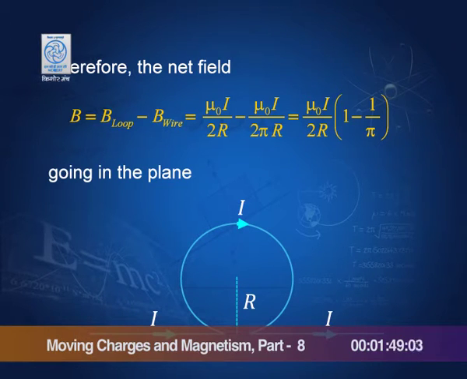Now, you can work out and you will see that the fields now are in the opposite direction, and therefore, you must take the difference of the two fields. The field due to the loop is mu 0 I by 2 r, and field due to the long wire is mu 0 I by 2 pi r, and since this is weaker field and this is in the opposite direction to the field of the loop, therefore, the ultimate expression is mu 0 I by 2 pi r into 1 minus 1 by pi, and this field, you can work out, is going into the plane.